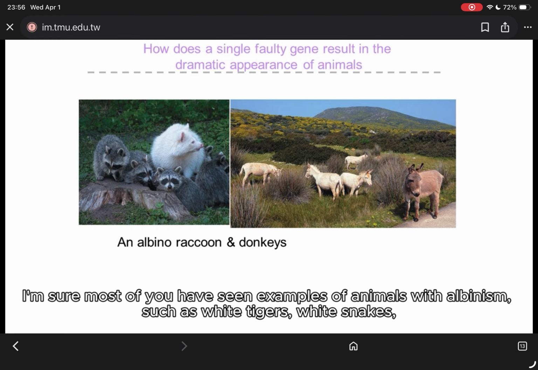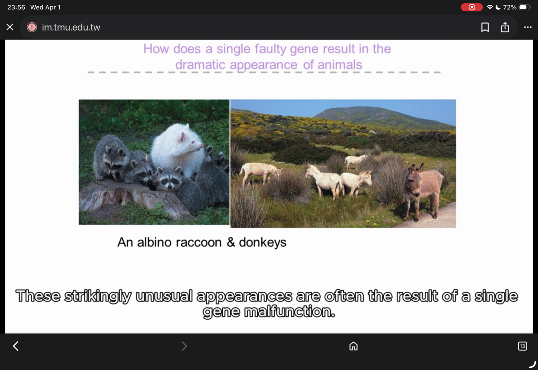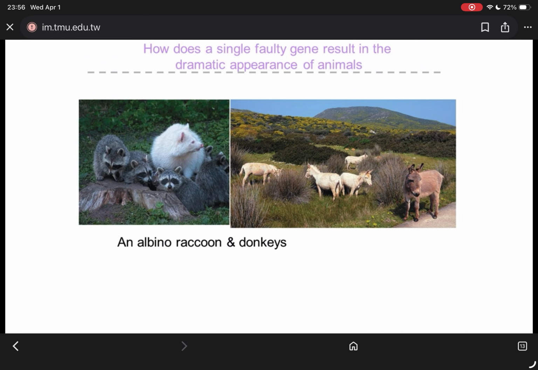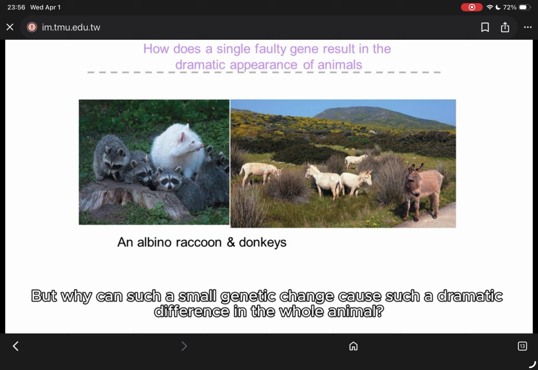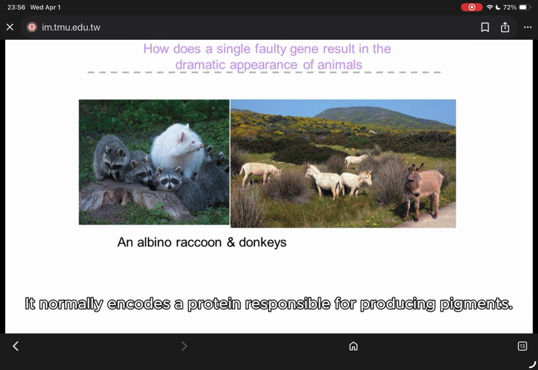I'm sure most of you have seen examples of animals with albinism, such as white tigers, white snakes, or even pure white peacocks. These strikingly unusual appearances are often the result of a single gene malfunction. But why can such a small genetic change cause such a dramatic difference in the whole animal? The key lies in the function of the affected gene. It normally encodes a protein responsible for producing pigments.